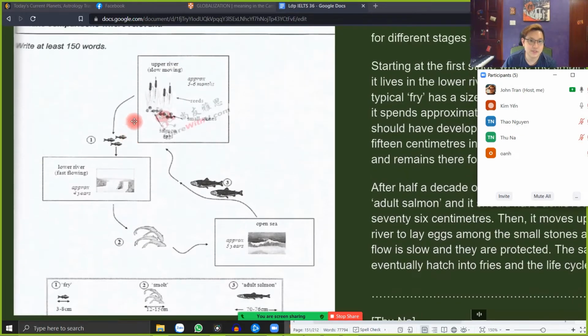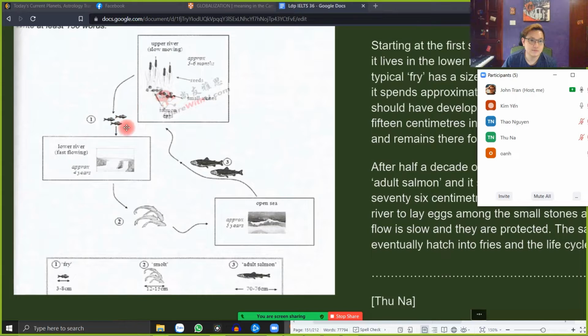So you can see the pictures here. There you go. This is a fry, small fry from 3 to 8 centimeters. And then it lives approximately 4 years in fast flowing lower rivers.